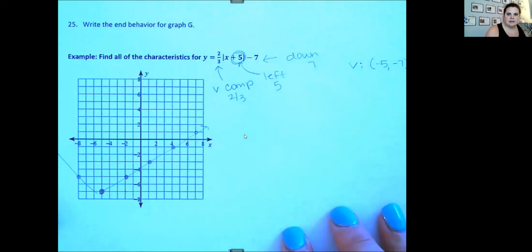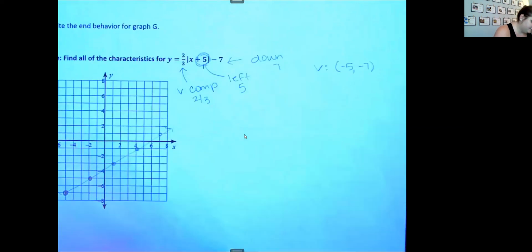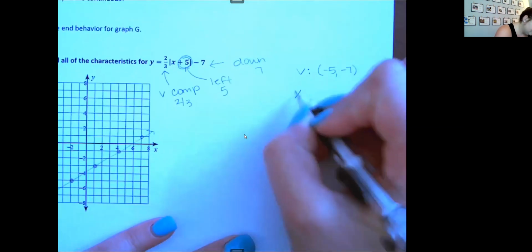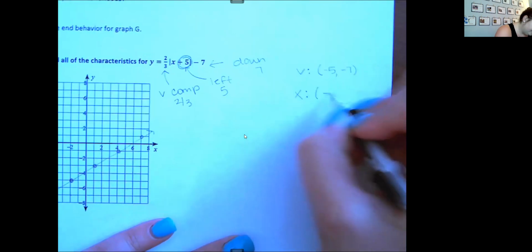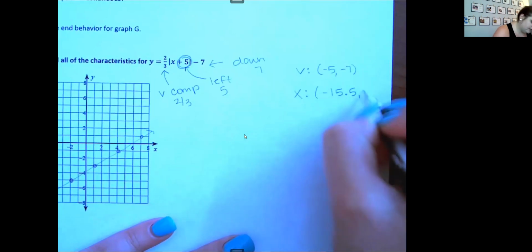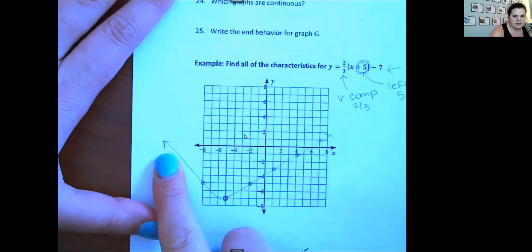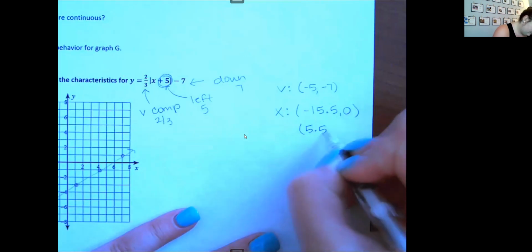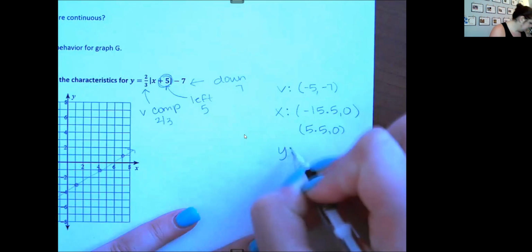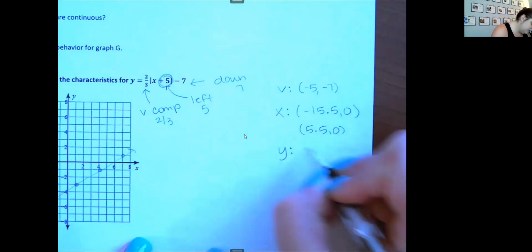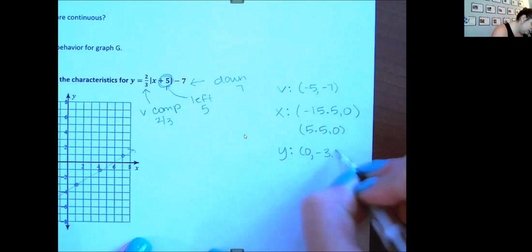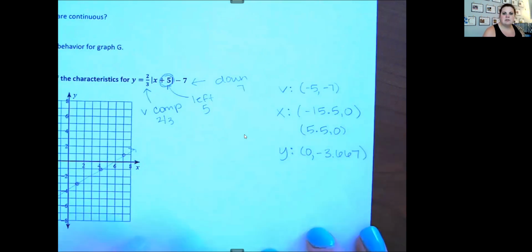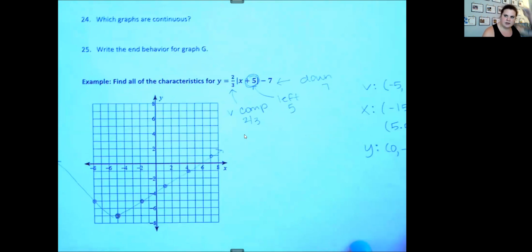All right, and I'm going to go ahead and write down the x and the y intercepts now since I already found them. So we were going to have to graph that one anyway, just because the x-intercept, we knew that there was going to be one over here, but we couldn't see where it was. So we were going to have to graph that anyway. And the y-intercept was -3.667.